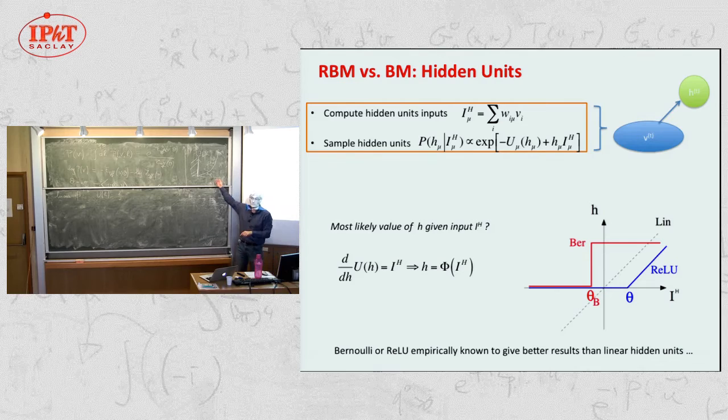So now the fact is that if you want to realize this transfer function here, then that corresponds to this potential. Okay? A hard wall to prevent h from being negative, then a slope here, and then a quadratic increase, which corresponds to this linear part here.